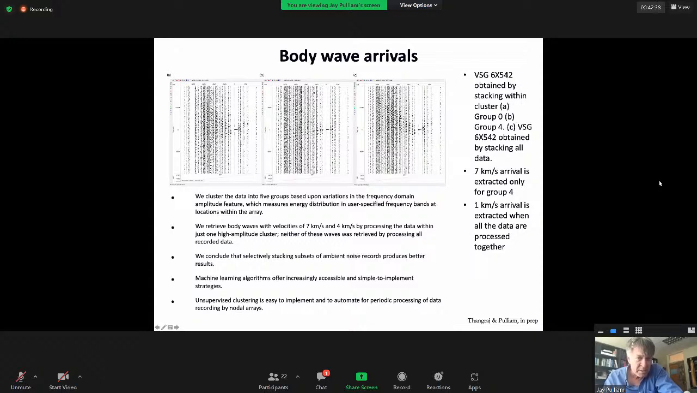Here's the stack with all of the data together, and you can see that this doesn't really show up in there. So this is the brute force. It's kind of the naive approach where you just process and stack everything you record. And here's the selective stacking results for two of these different clusters. This one didn't work too well, but there's other stuff here.